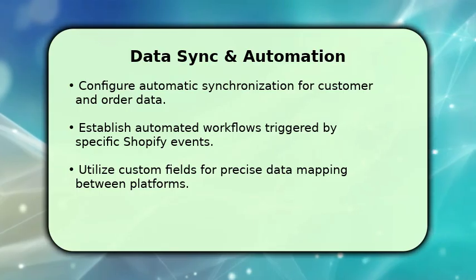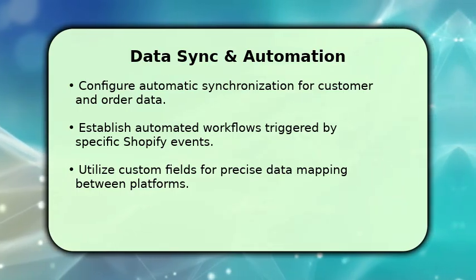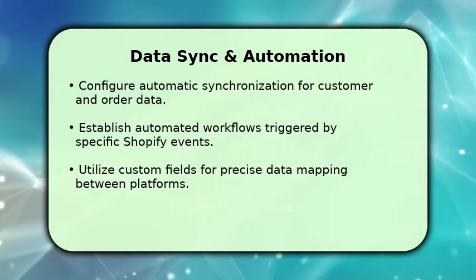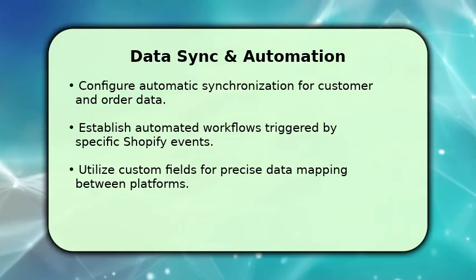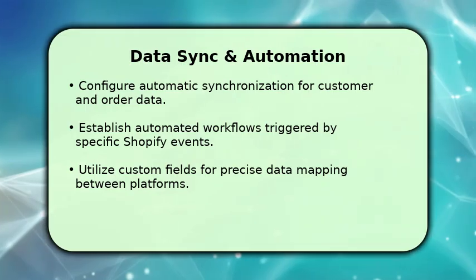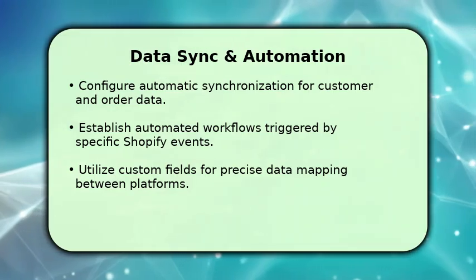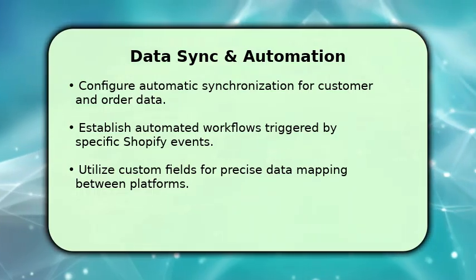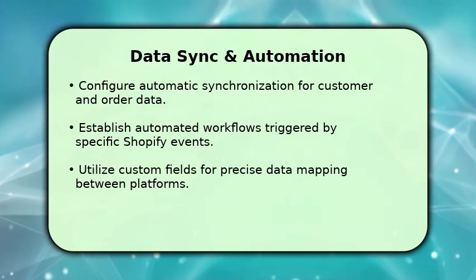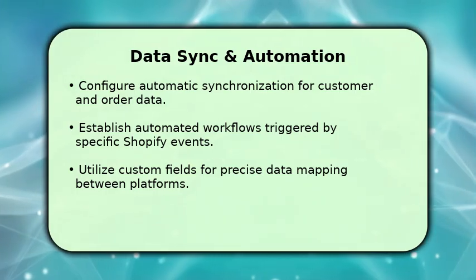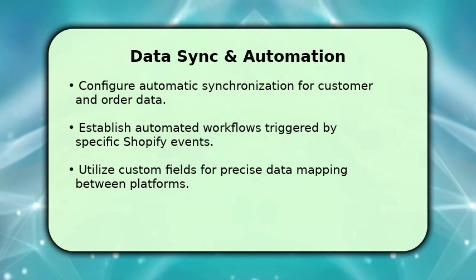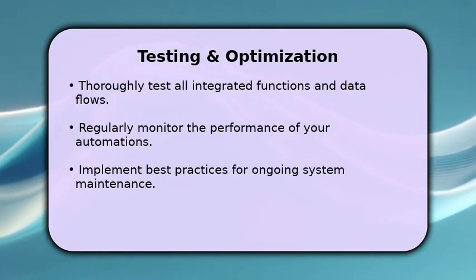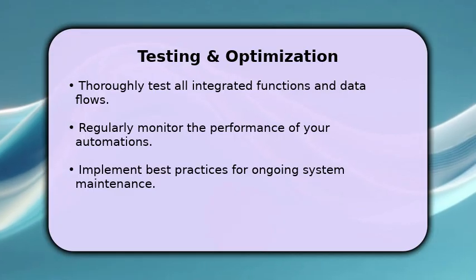With your accounts connected, the next step is to configure data synchronization. You can set up Go High Level to automatically pull customer information, order details, and product data from Shopify. This enables you to create powerful automations, such as sending follow-up emails for abandoned carts or welcome sequences for new customers. Leverage Go High Level's workflow builder to design intricate campaigns that respond to various actions within your Shopify store, enhancing customer journeys.